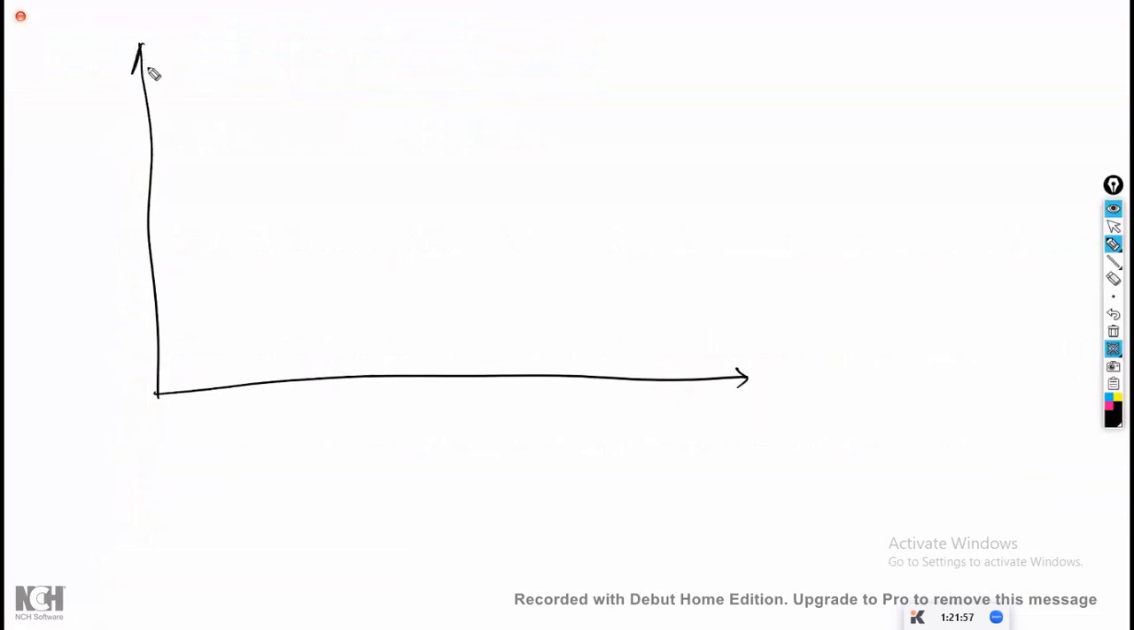Let us take a scatter plot. One of the data points is x1, y1. Here x1 is the x value and y1 is the y value. This is the point. There is one more data point here. This is x2 and this is y2. There are two data points, wherever they are. Two data points are there.